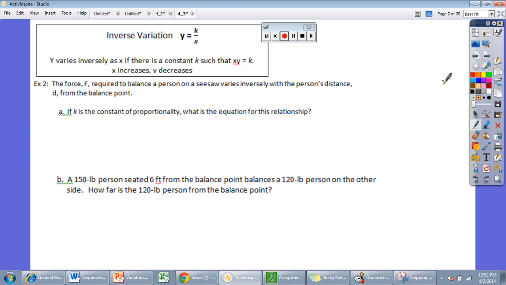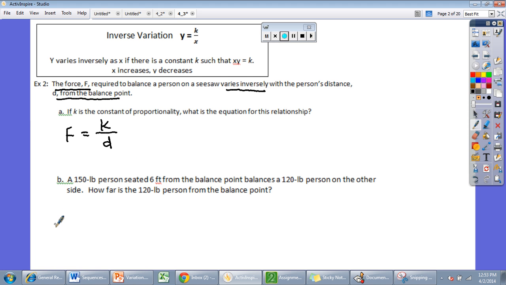And now we look at inverse variation. So you should be familiar with this definition here. Here we know that the force required to balance a person on a seesaw varies inversely. So we know we're going to be setting up a fraction here. K is our constant, with the person's distance from the balance point. So d goes on the bottom. So there's our equation for the relationship.